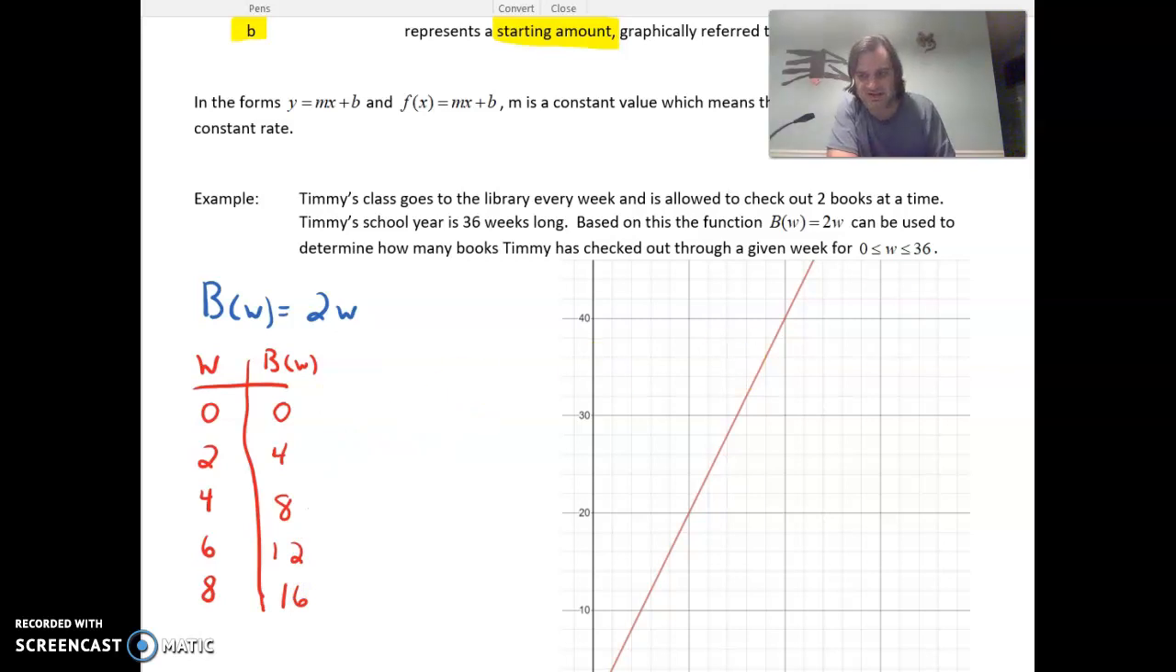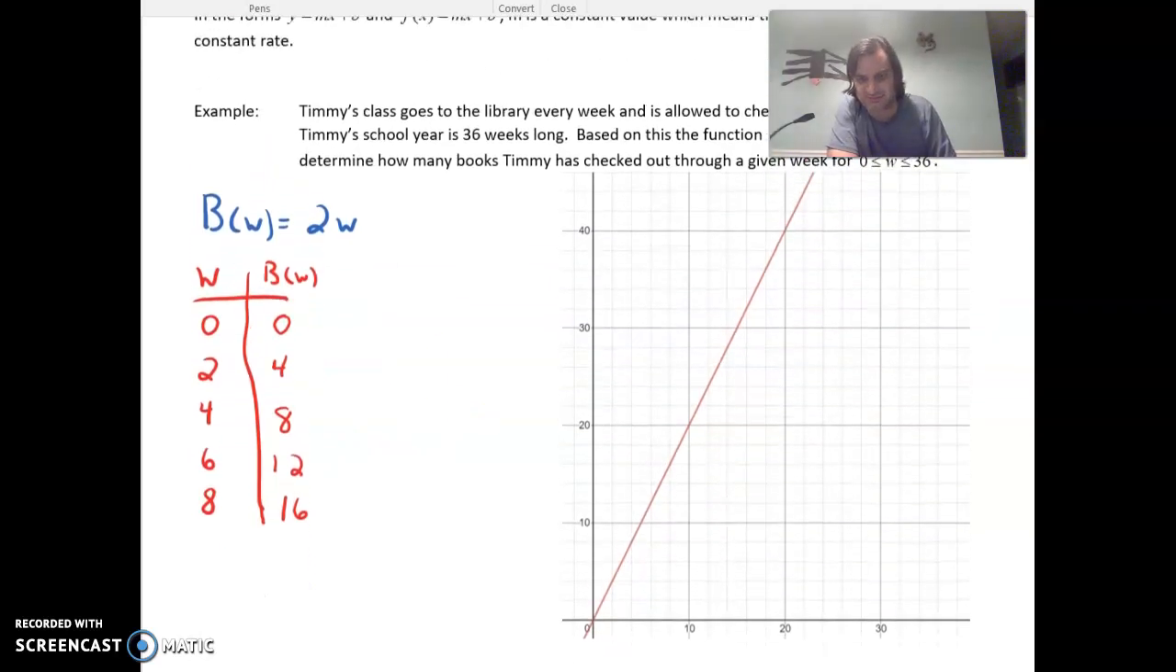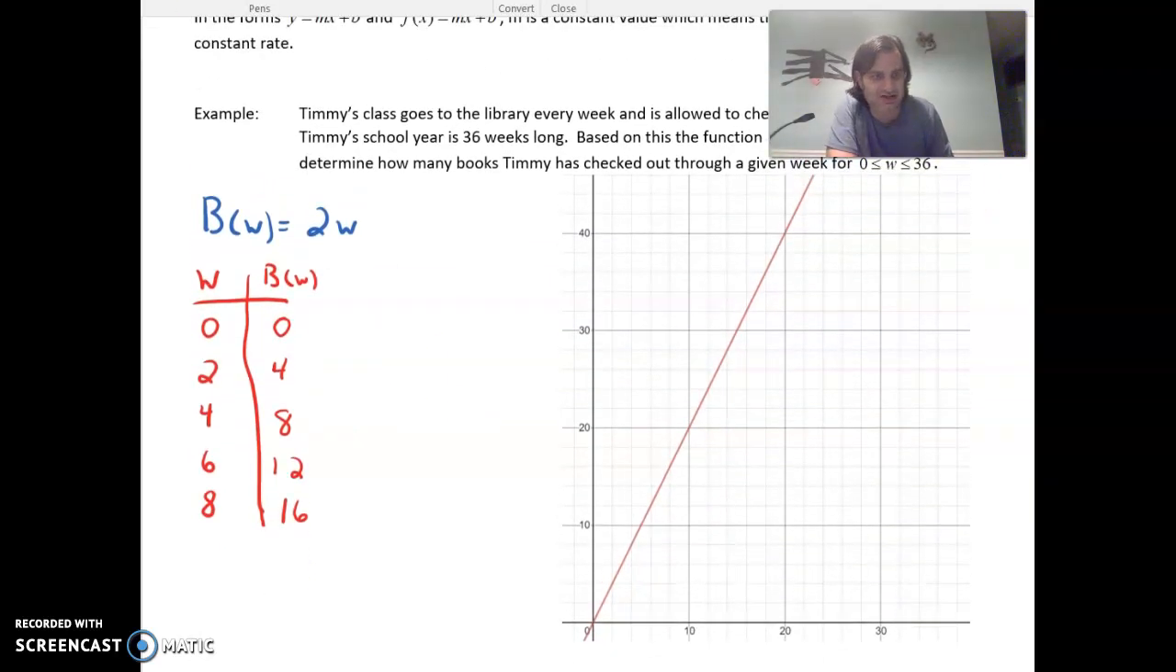So I can plot these points over here just to show you how everything relates to the graph. So 0, 0, and notice my scales here. The bottom is going to be weeks, and the side is going to be books.